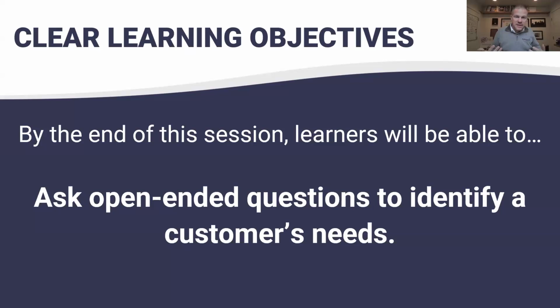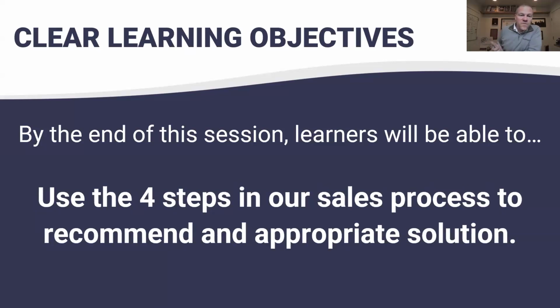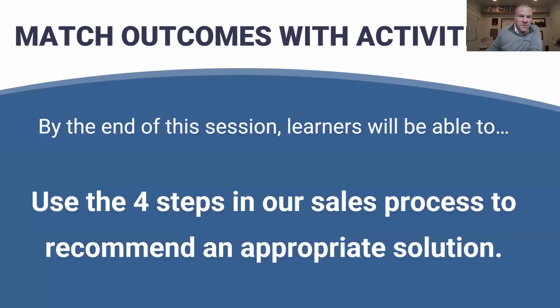Understand the sales process doesn't get us there, because we don't know what people will actually need to be able to do, right? Or use the four steps in our sales process to recommend an appropriate solution. Using those steps in our sales process, we need to actually see people do that. So the first thing is to get the objective right, and once we do that, everything else is kind of written for us. We know what we need to do, in theory. Now, let's take a look at this and see if we can match our activities with our outcomes.